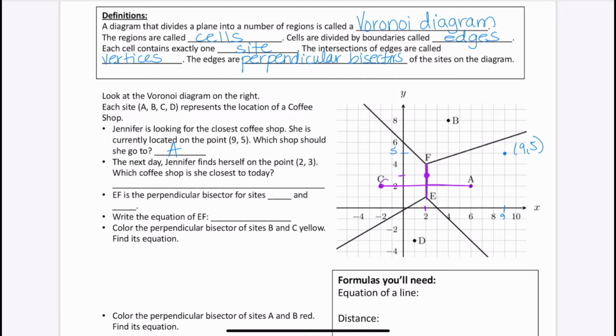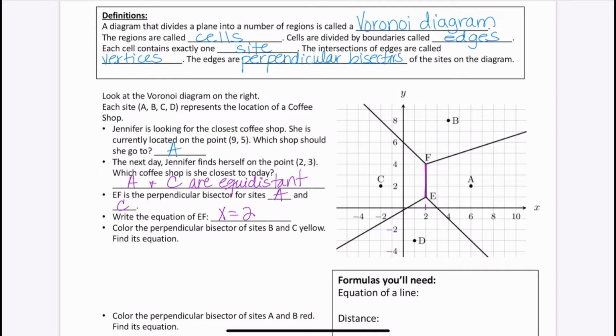You can see that this is 1, 2, 3, 4 units away from the edge EF. 1, 2, 3, 4. So Jennifer would be equidistant in this case to both A and C. So EF is the perpendicular bisector for sites A and C. To write the equation of EF, you have to remember that this is a vertical line and the x value here is 2. So the equation is going to be x equals 2.